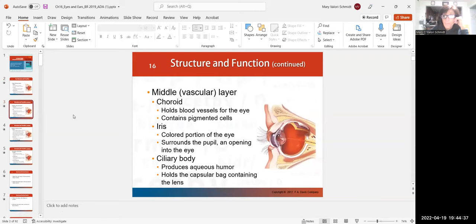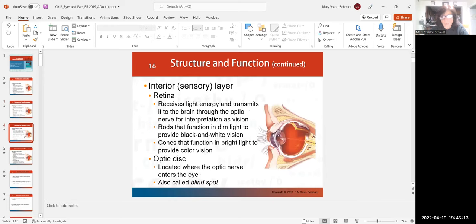The middle layer of the eye, you have the vascular, the blood-filled layer. You have the choroid, which holds the blood vessels for the eye. And there's the pigmented cells with color in them, which explains the iris. That's the colored portion of your eye. It's blue, it's brown, it's green, right? And it's basically an opening into the eye. And then the ciliary body is a small apparatus that actually produces aqueous humor, and it's not funny. It's a fluid-like substance that holds the bag together that contains the lens of the eye.